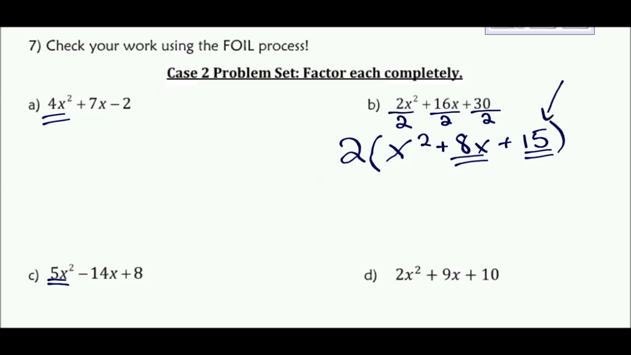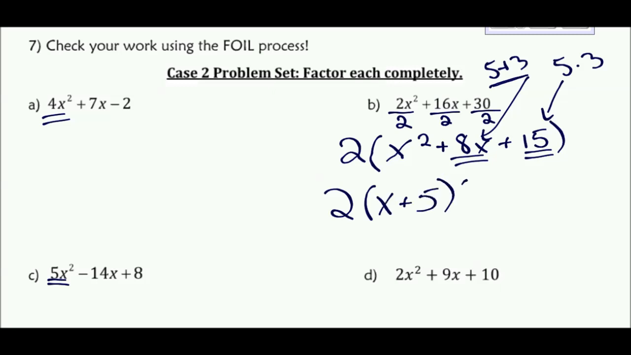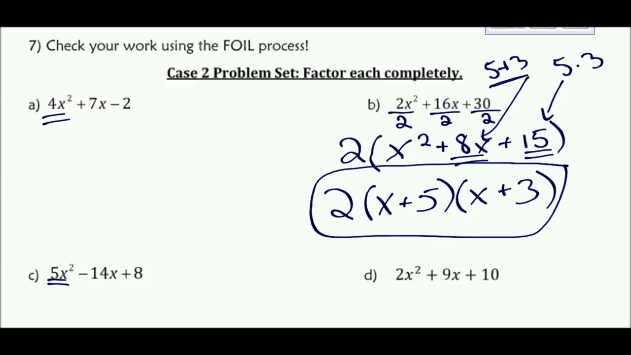That can be split into 5 times 3, and this can be split into 5 plus 3. So I'm going to do that. The 2 stays on the outside, and these are my 2 factors of 15, and they're going to add up to 8. So I write it as x plus 5, and x plus 3. That is my final answer. You keep the GCF on the outside. Whatever you factored out in the beginning goes to the very front, and then you're left with those 2 factors.